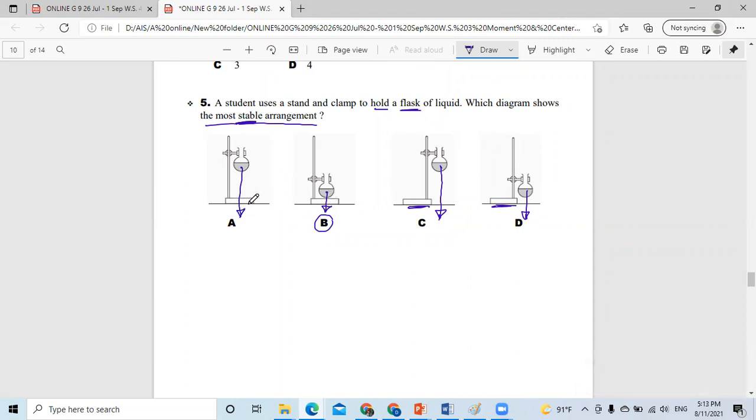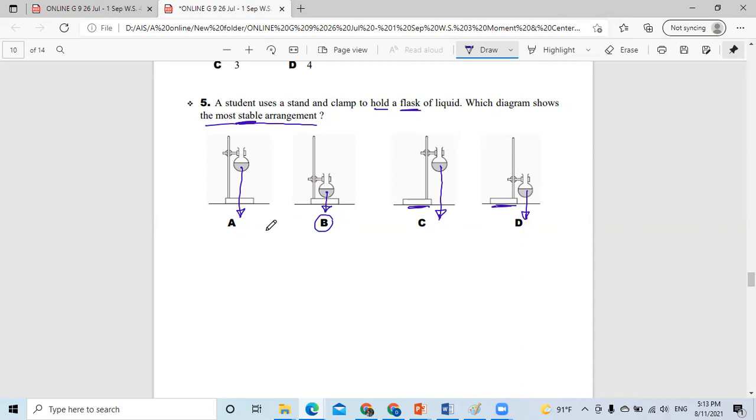So here it's the same base area and it acts on the same base area, both of them, the weight. Because B has a lower center of mass, it will be more stable. I don't want to do an experiment and hang it from the ceiling. I will not put it as high as possible. No, I'll put it as low as possible over the bench, to be more stable.